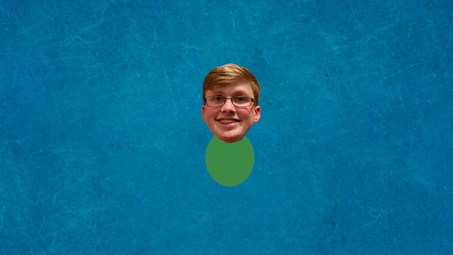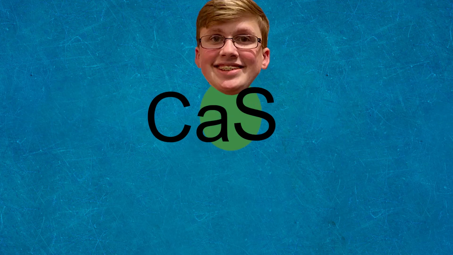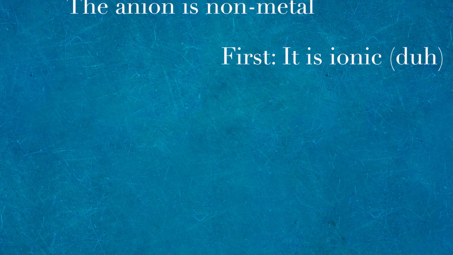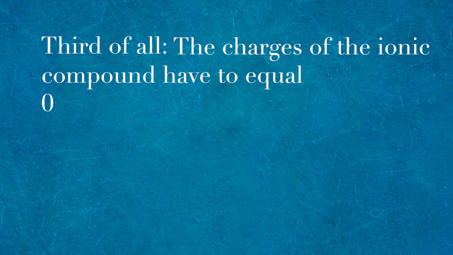So when it comes to actually forming an ionic compound, you take an anion and a cation and put them together. There are a couple of rules to follow though when it comes to bonding them together. First, if it makes an ionic compound, it is bonded ionically. Second, the cation has to be a metal and the anion has to be a non-metal. Third, and finally, the charges of the ionic compound have to be neutral, or 0. So like 1 positively charged ion and 1 negatively charged ion, or 1 charge of +2 and 2 of -1, and so on and so forth.